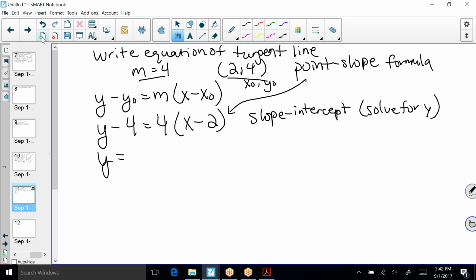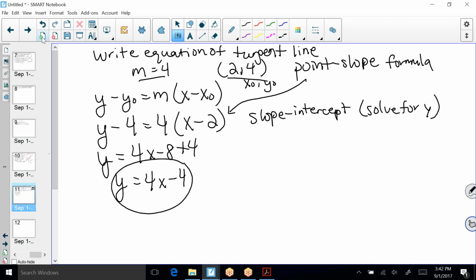So solving for y, we get y is equal to, I'm going to add 4 to both sides. And over here, I'm going to distribute that 4 and get 4x minus 8. Then I'm going to add that 4 over here. So y is equal to 4x minus 4. Okay. So this is going to be the equation of the tangent line at that point 2 comma 4 from our previous picture.